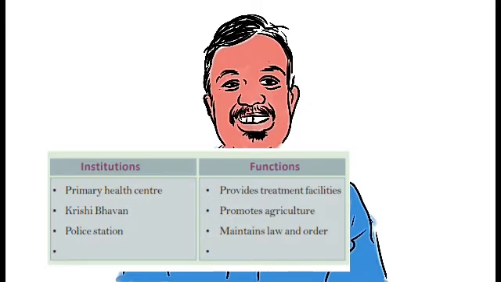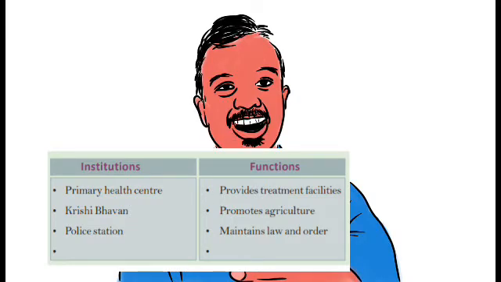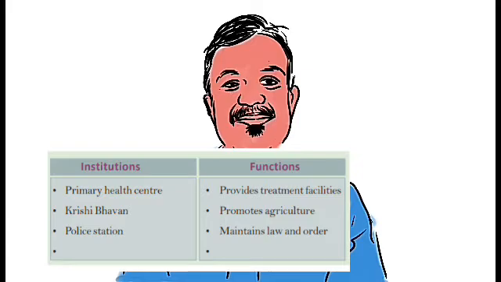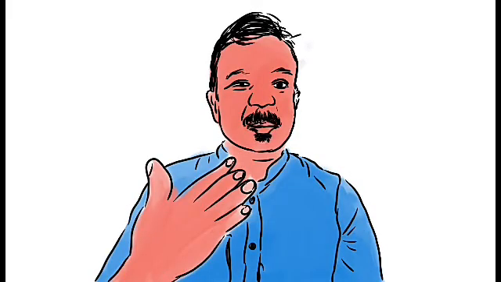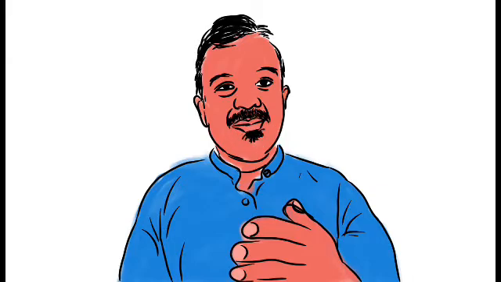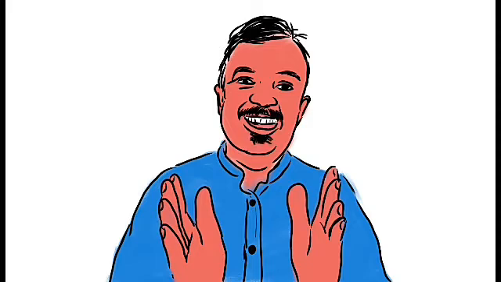From this table we can see that every governmental institution has its own functions. All of them are giving some functions to the public. That's why these institutions are also called public institutions. The institutions under government ownership are called public institutions. And here these institutions are functioning as a part of public administration.